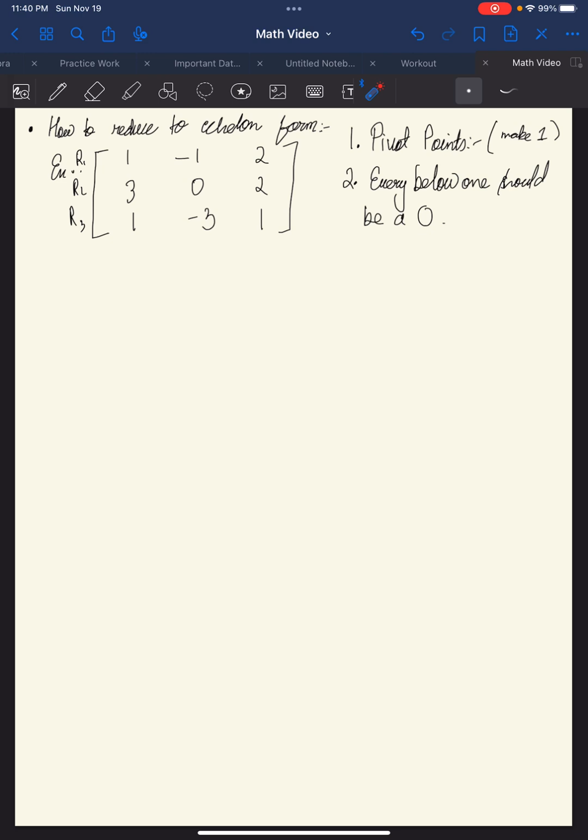This is really important. So in this case, the first pivot point is 1. Also remember the pivot point always starts from the top and goes to the bottom. So it starts here, goes to the bottom. We have a number here, not a 0, so this is a pretty good case. So we have to make sure every entry below 1 is 0. Let's do it. We have to make sure this is 0 and this is 0.